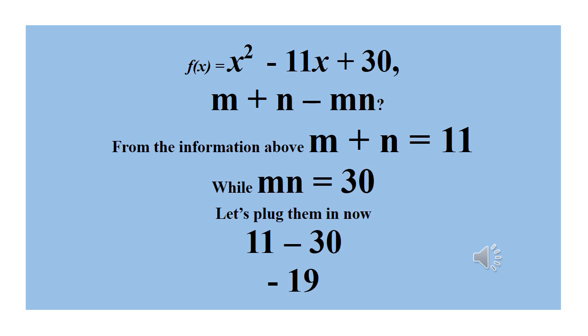So from here we know that for the roots of the equation x squared minus 11x plus 30, m and n, we have m plus n equals 11, the coefficient of x, and mn, that is m times n, equals 30. So we plug that in now. Where we have m plus n, we put 11, then minus mn, we put 30. We are going to have 11 minus 30, which will give us minus 19, and that will be the answer.